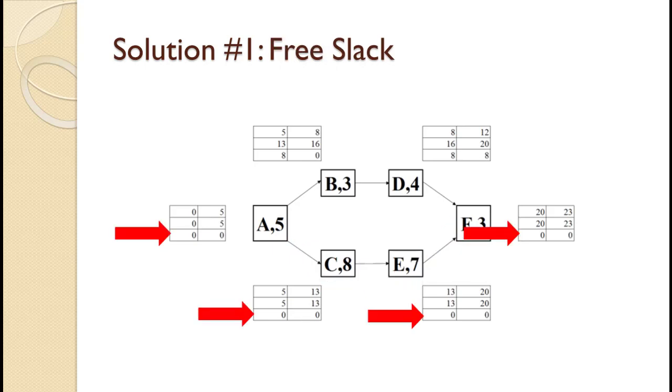Free slack is always less than or equal to slack. That means all activities along the critical path also have 0 free slack. That makes sense. If delaying an activity would delay the project, then it would certainly also delay other activities.